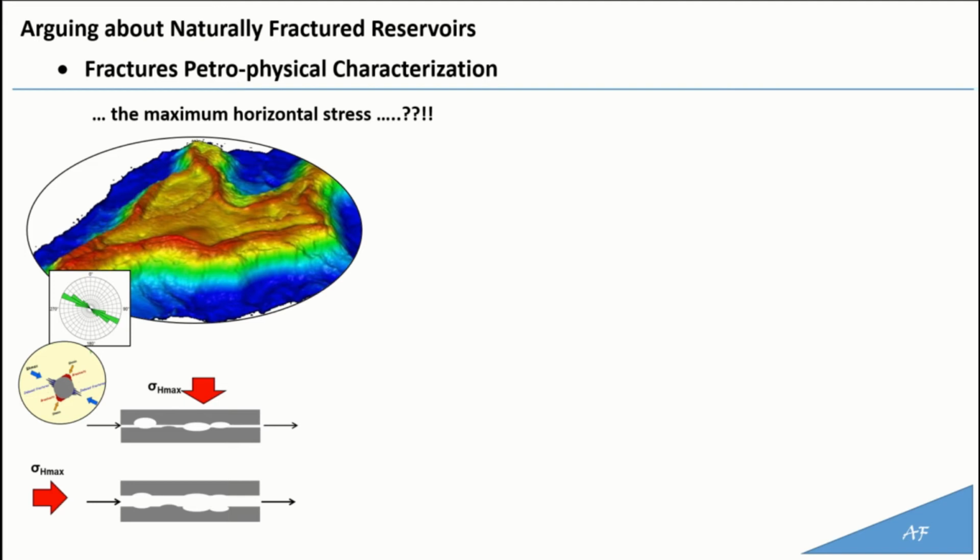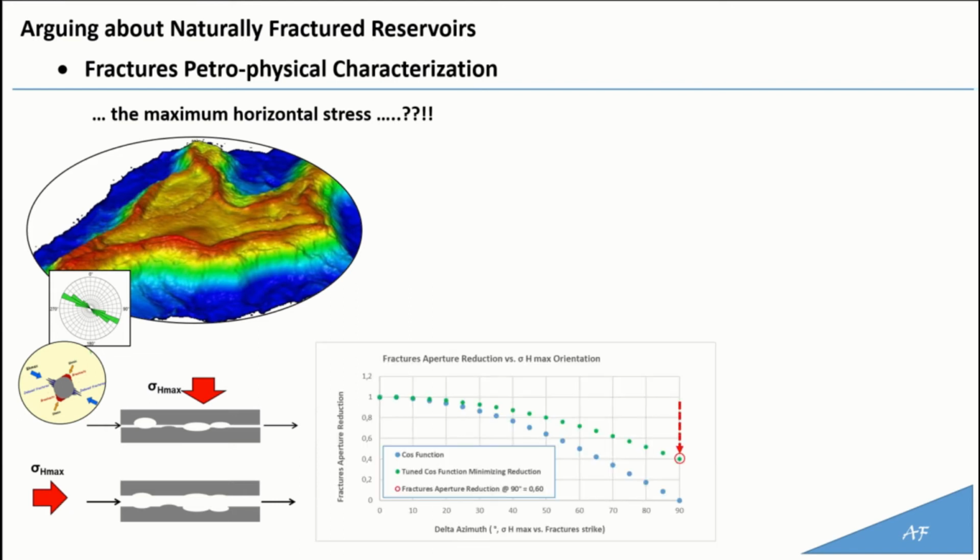To take into account this possible impact of the present maximum horizontal stress orientation, a variation of the relationship length versus aperture is considered in relation to the fracture strike. A gradual reduction is considered according to the increasing angle, delta azimuth, between the maximum horizontal stress and the fracture strike, using a kind of tuned cosine function.